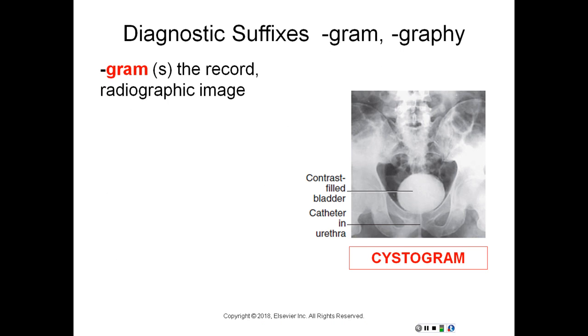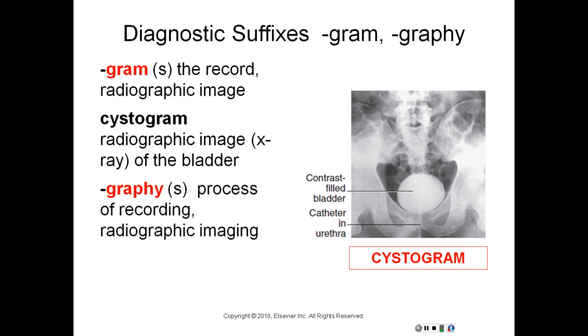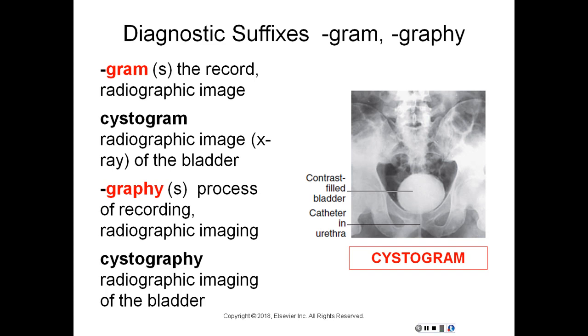So a gram is the actual record, the radiographic image. So a cystogram is a radiographic image or x-ray of the bladder. Graphy is the actual process of recording or radiographic imaging, so it's the verb of it. So cystography, radiographic imaging of the bladder.